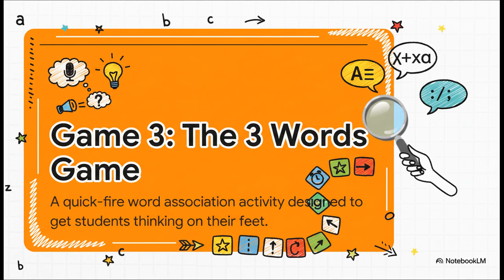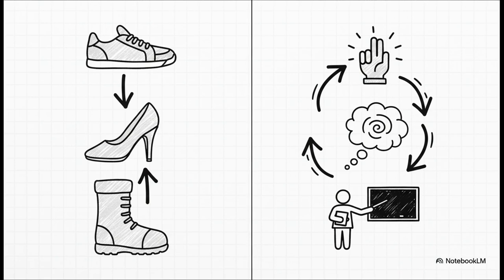Now, if you need a quick shot of energy in your classroom, this is it. Game 3, the 3 words game. This is all about rapid-fire word association that gets students thinking on their feet. What's really happening here is it's helping their brains make faster connections with vocabulary so they can recall words more automatically over time.